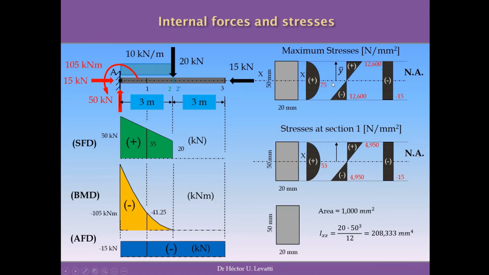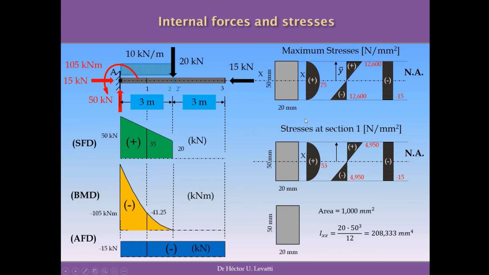So we have 75 newtons per square millimeter of shear stress, 12,600 newtons per square millimeter of bending stress in tension and compression, as is shown in the scheme, and a compressive stress of minus 15 newtons per square millimeter, all corresponding to the cross section A.